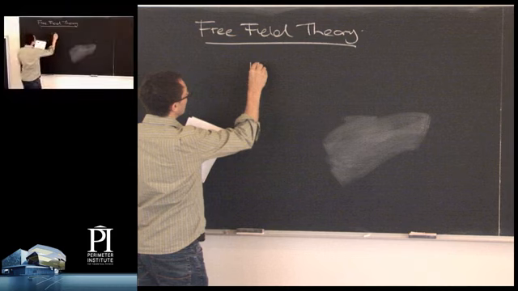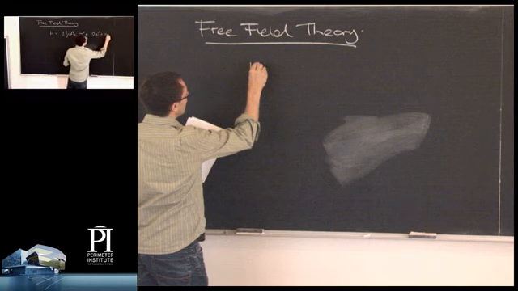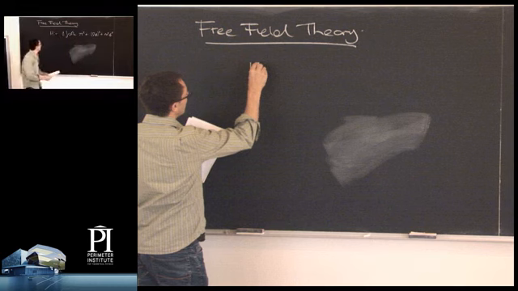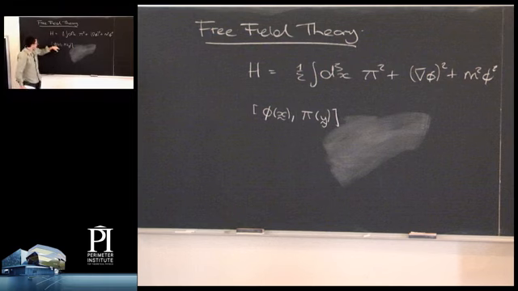We computed that we've got a classical Hamiltonian, which we want to turn into a quantum Hamiltonian that looks like the following. And we've got the operators. So remember, the fields get turned into quantum operators.